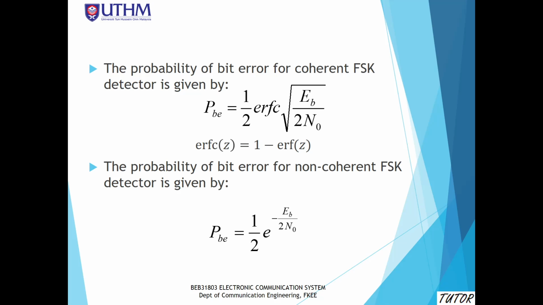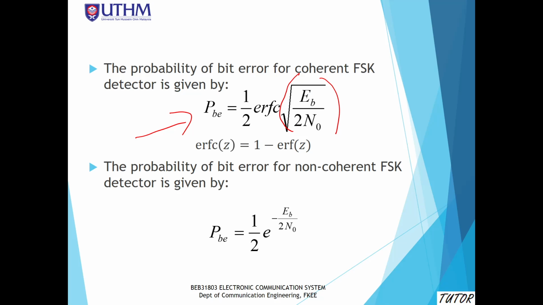And then the probability of bit error for coherent FSK, dia sama dengan ASK tadi. Kalau you lihat, FSK sama dengan ASK tadi, PBE 1/2 ERFC square root of EB over N0. So I suggest you to make a bracket for here, for this one.